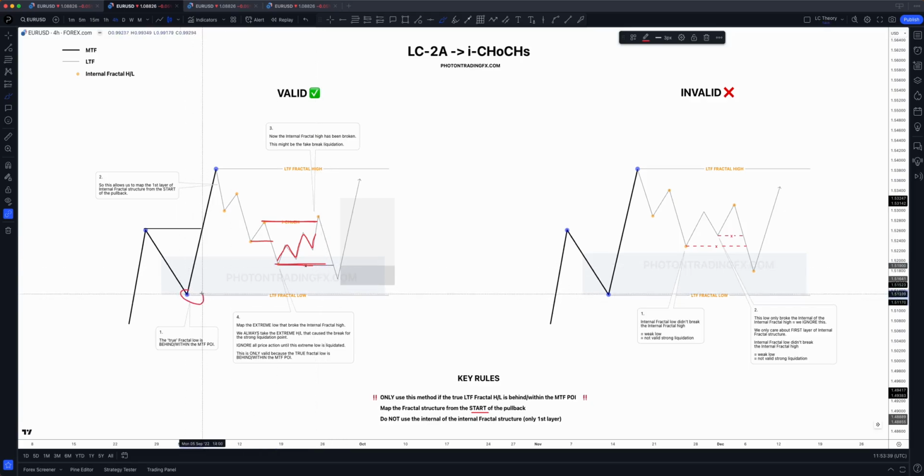Because this, remember, is the true fractal low. So up until now, this is always what you've paid attention to. This is the true internal fractal low. This is the true internal fractal high. Why? Because there were no fractal pullbacks within here.